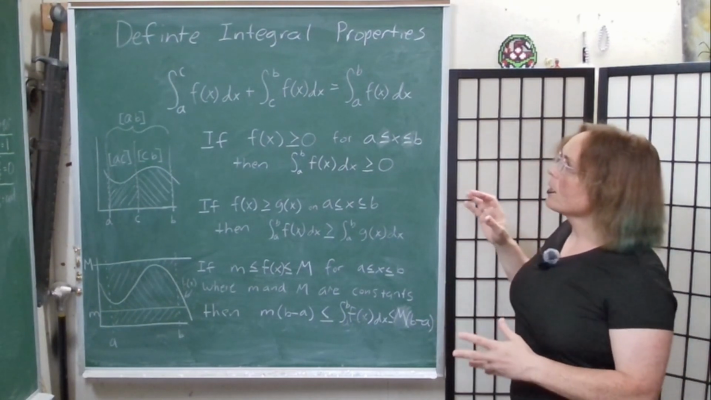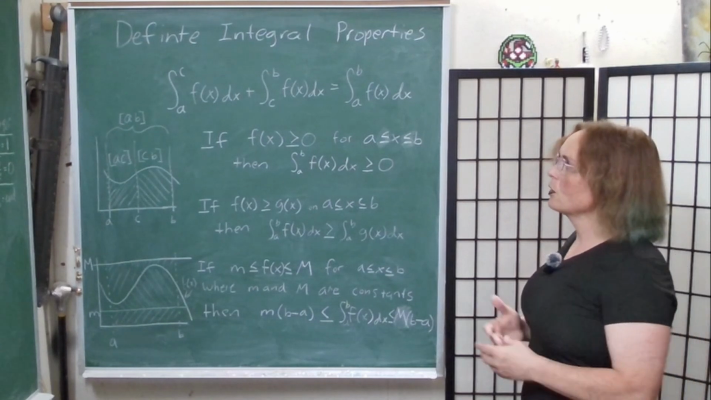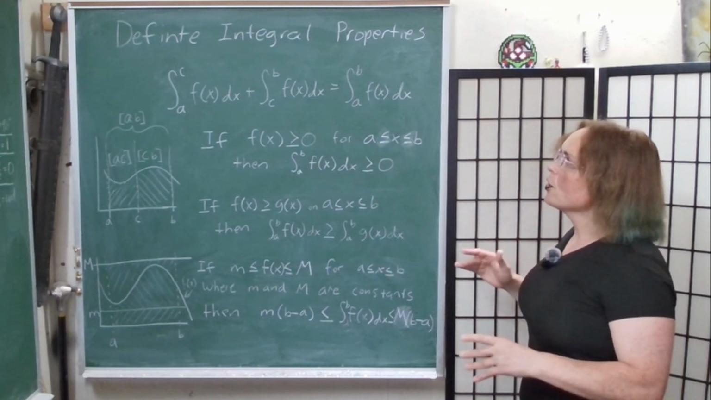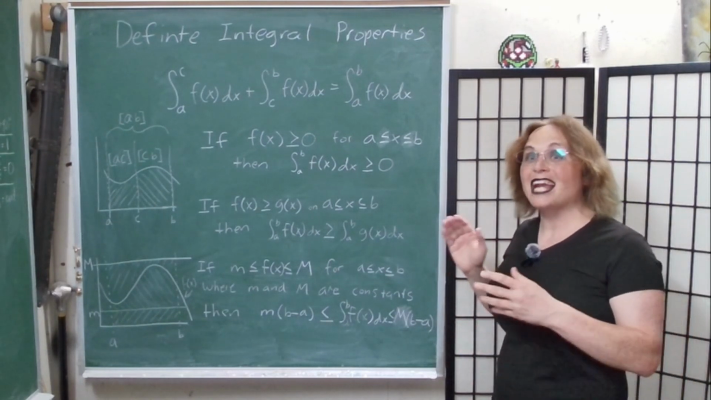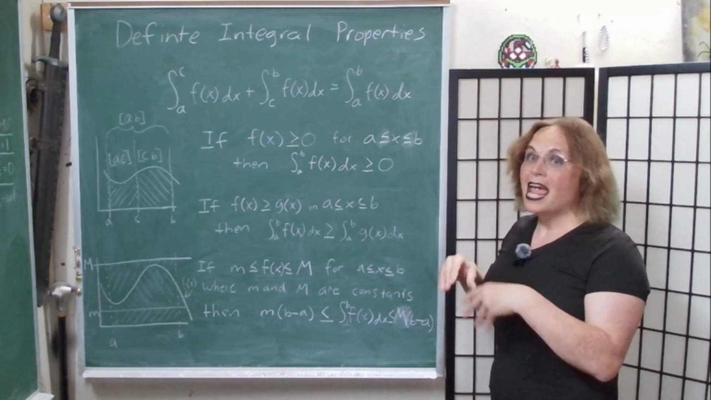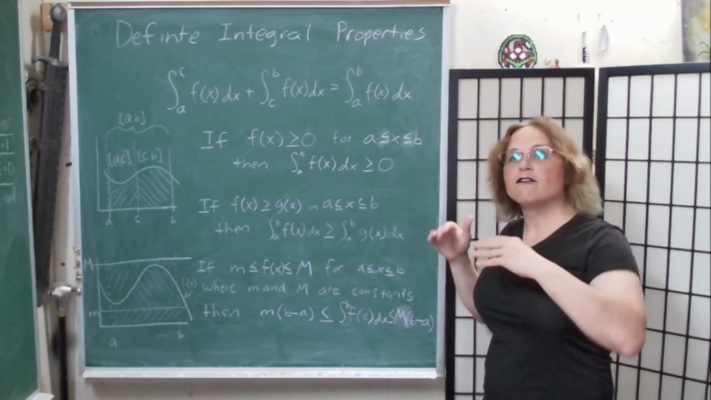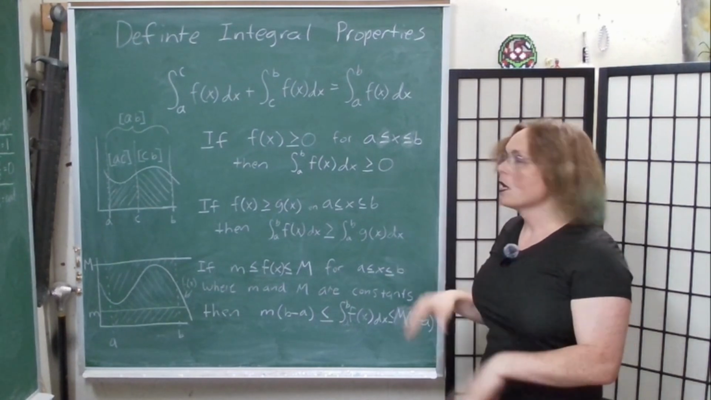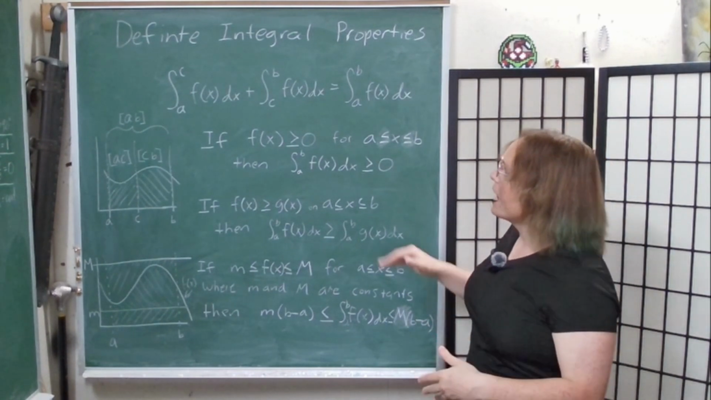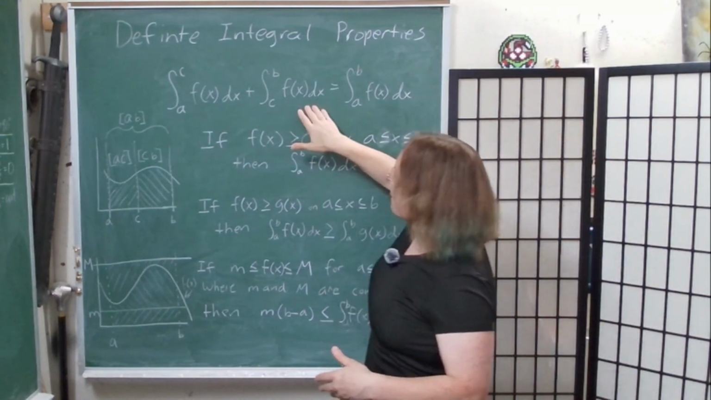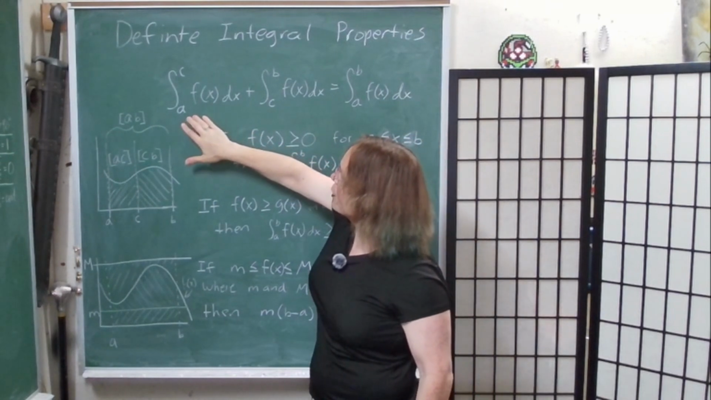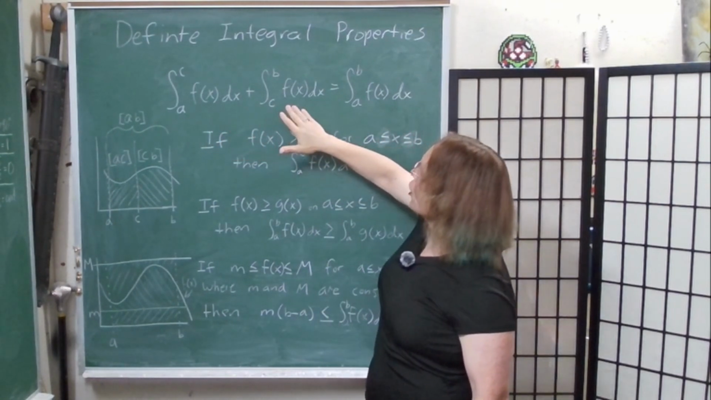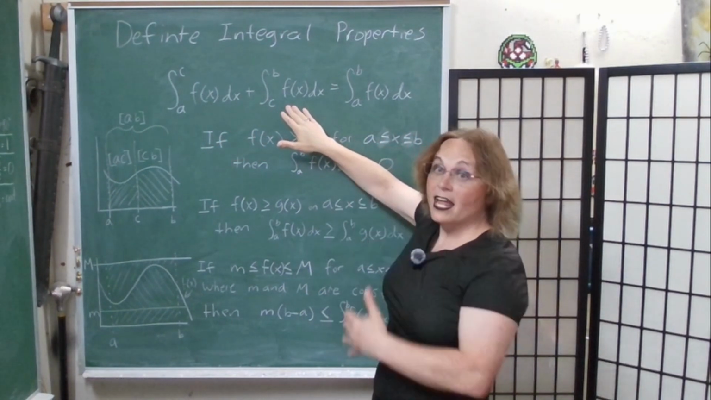Now, the first one looks a little bit like one of the properties we looked at before, but I want you to notice that what we're talking about here is not adding two different functions. Instead, we're talking about the same function, but across an expanding interval. So in this situation, we have the same function, but here we had it on one interval, and then we stretched it across more of that interval.